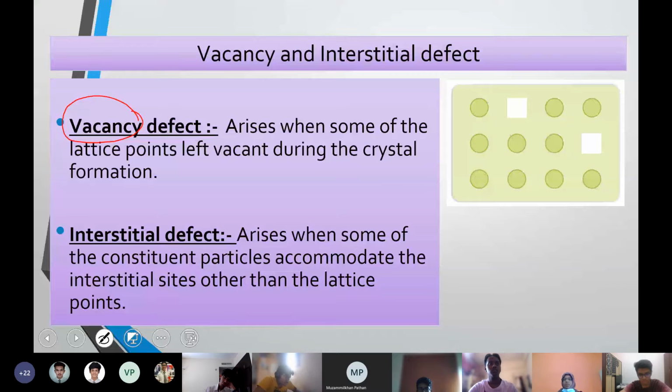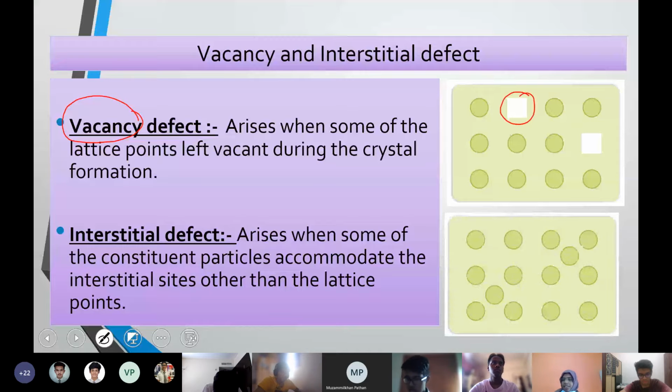Okay, so vacancy defect is when, as you can see in the diagram, there are vacant spaces created. That means there are some atoms or particles missing from the crystal lattice. So this kind of defect, which is due to the missing or absence of atoms in the crystal lattice, is called vacancy defect. There are some vacant spaces that are creating an imperfection in the solid. You can see some points have no particles, just left vacant. Some particles are missing from this position. That is what a vacancy defect is.